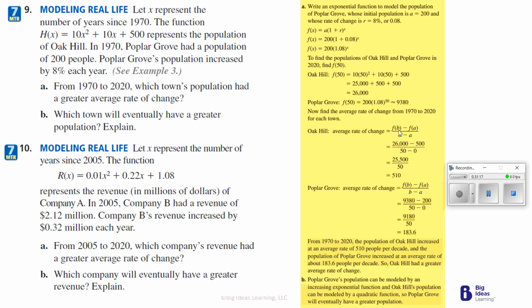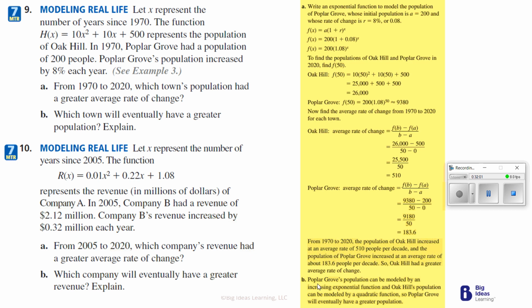Poplar Grove, on the other hand, we have that 9,380. We're going to be subtracting the 200 that we started with. And then we're dividing by 50 minus 0, because that's 50 years minus, at the beginning, 0 years that went by. That's going to give us 9,180 divided by 50, which gives us 183.6. So as you can see, the population of Oak Hill grew greater. The population of Oak Hill increased at an average rate of 510 people per decade, and the population of Poplar Grove increased by an average rate of 183.6. So Oak Hill had a greater average rate of change.